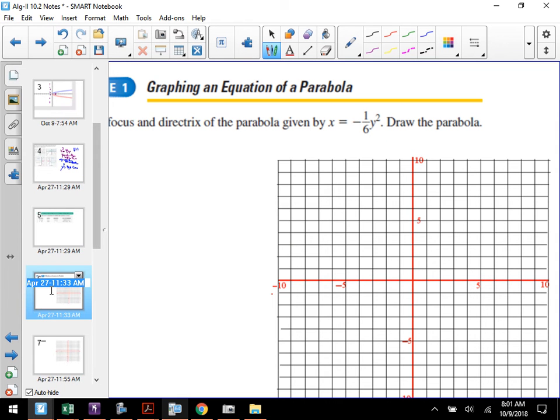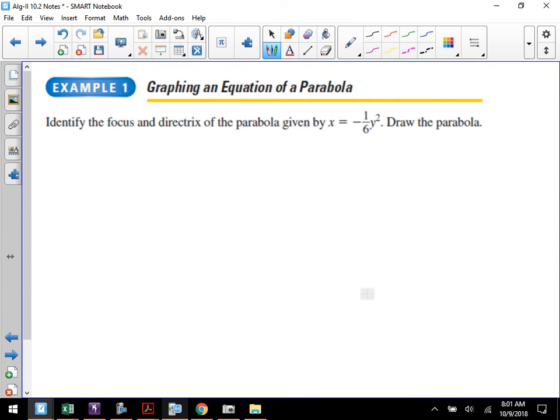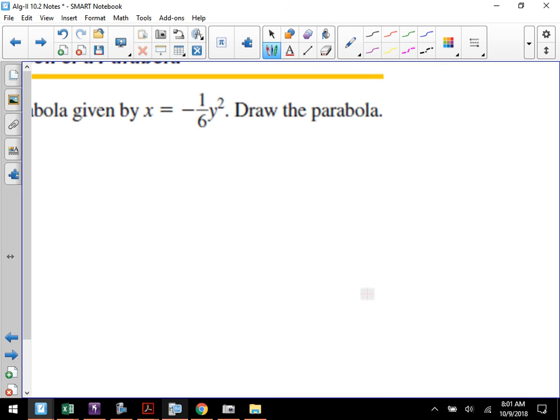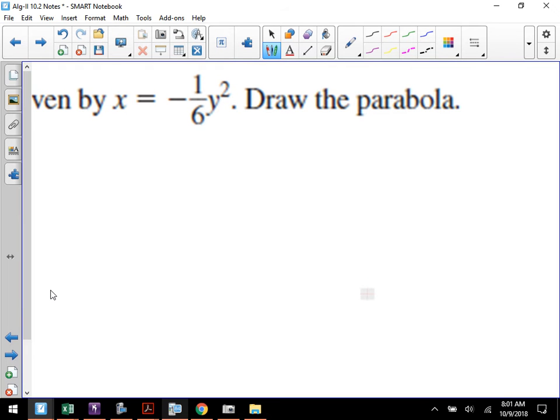Now, here's what's going to go on. I don't like graph paper. You guys know that. I'm going to take this equation, and I'm going to identify vertex, focus, and directrix. I'm going to rough sketch it. So I have x equals negative 1/6 y squared. First things first, what direction is this going to open? It's going to go left. So right away I know this is a y squared, so it's going to open to the left because it's negative.